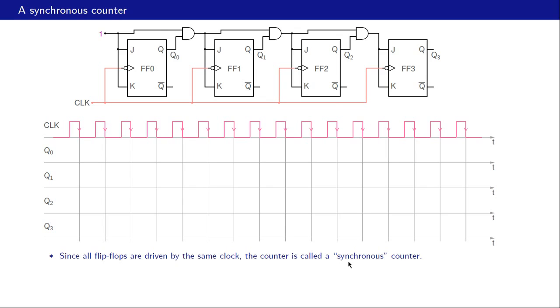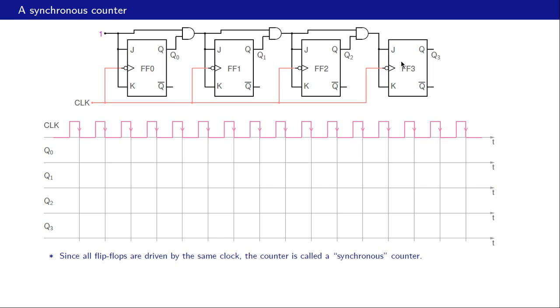Alright, now let us figure out the connections. First of all, they have the same clock. The J and K inputs are tied together for each of these flip-flops. For the first flip-flop, J and K are connected to 1. For the second flip-flop, J and K are connected to Q0 ANDed with 1, that is simply Q0. For the third flip-flop, J and K are connected to AND of Q1 and Q0, so that is Q1 Q0.